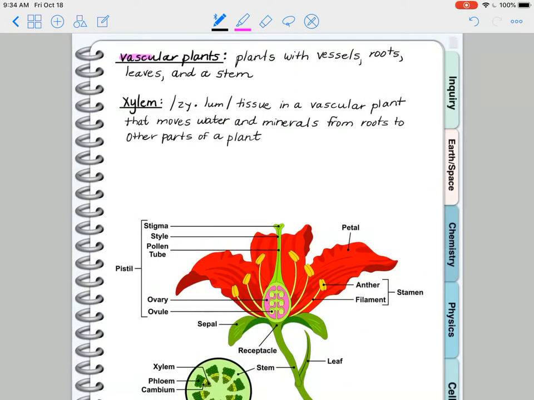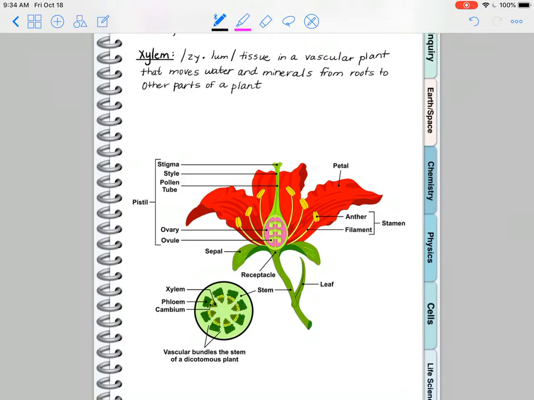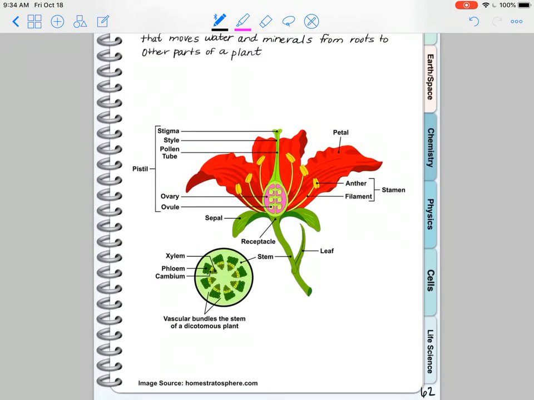Okay, and I have given you a diagram of the plant just so you can see these terms in a picture and know what they're referring to. I won't spend a lot of time here, but I wanted to at least let you see a picture. The source of this image is homestratosphere.com. So I want to give credit to the source.